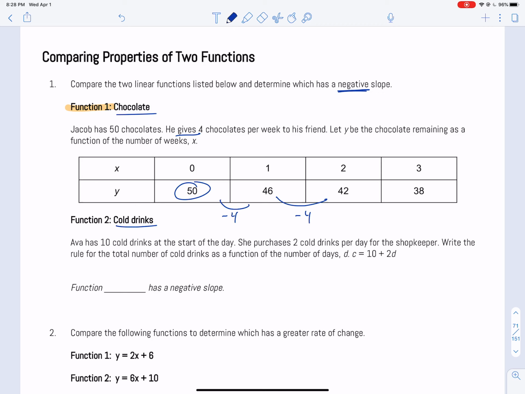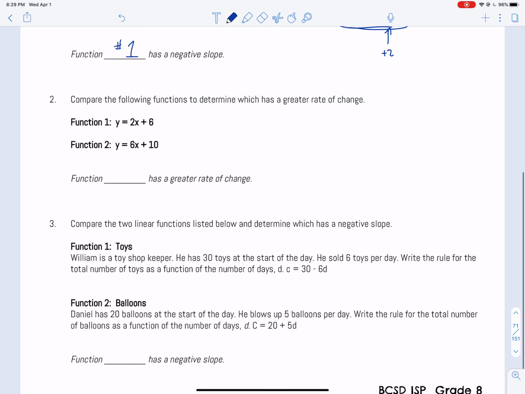Here we go. Ava, oh, that's fun. That's my daughter's name. Has 10 cold drinks at the start of the day. She purchases, so she gets 2 per day from the shopkeeper. Write a rule, and it's given to us. So look at this. Okay, so which number here tells us the slope? It's the one in front of the variable, so it is a positive 2. So it's increasing, right? So this is function number 1. It has a negative slope. All right.